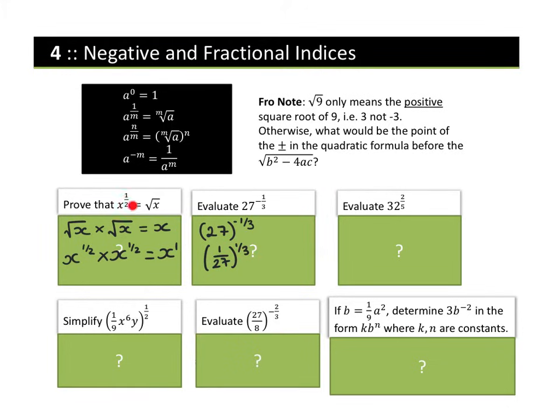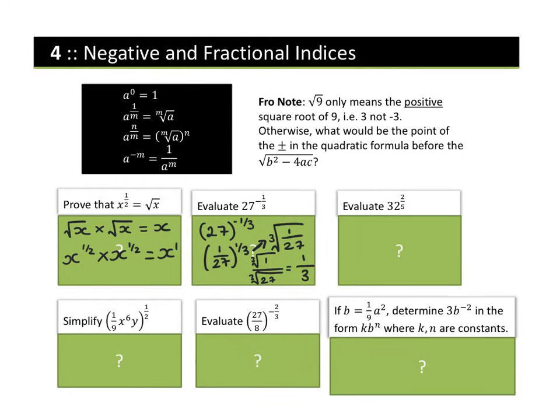Now, if to the power of a half is a square root, to the power of a third is a cube root. So we actually want to cube root 1 over 27. That's the same as writing the cube root of 1 over the cube root of 27. So I'm going to get 1 over 3. The reason why we're evaluating it is because we have to show the steps. Of course, you can put it into your calculator and double check you're correct.